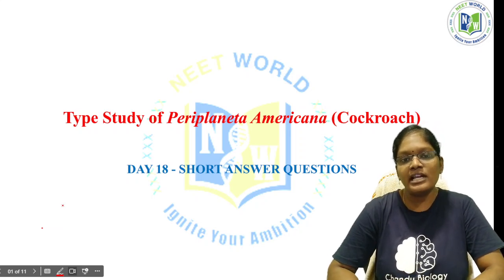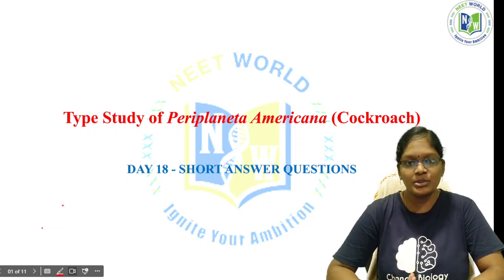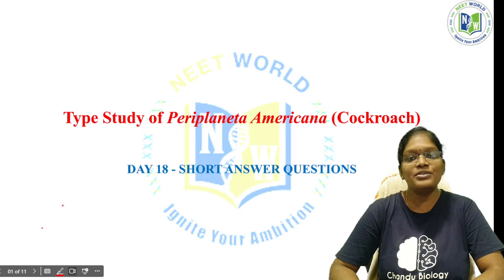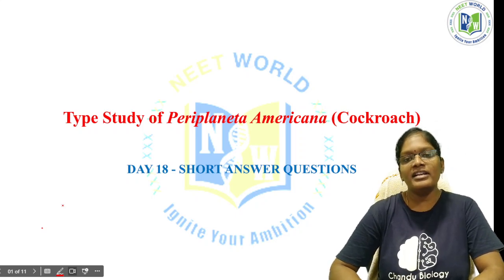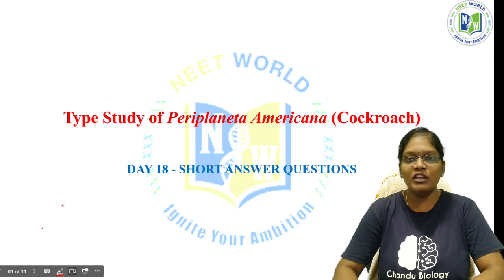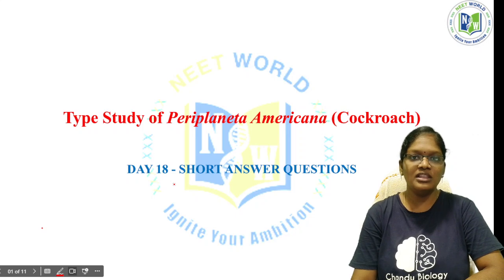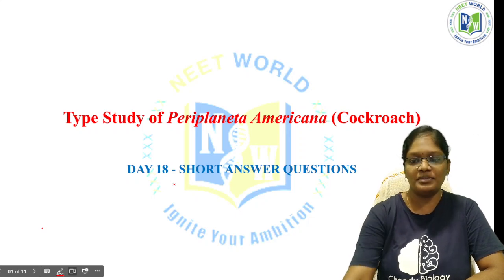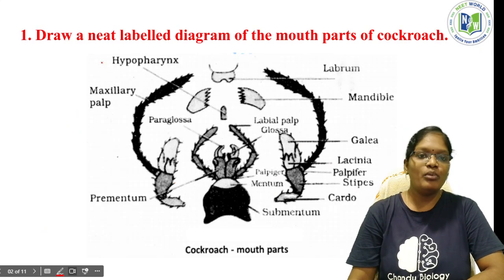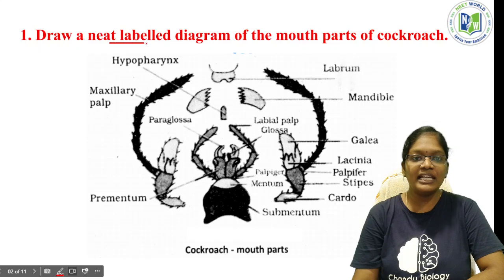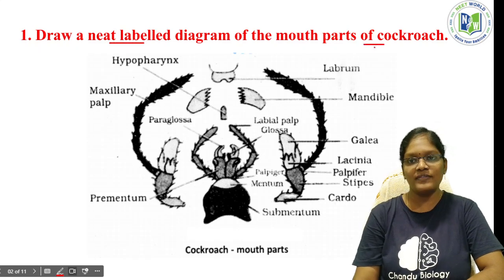So in today's class we are going to study the short answer questions in the chapter called the type study of Periplaneta americana. Okay, this Periplaneta americana is nothing but the scientific name of the cockroach. So we are going to deal with the short answer questions with respect to this cockroach chapter. The first important question will be: write a neat labeled diagram of the mouth parts of the cockroach.